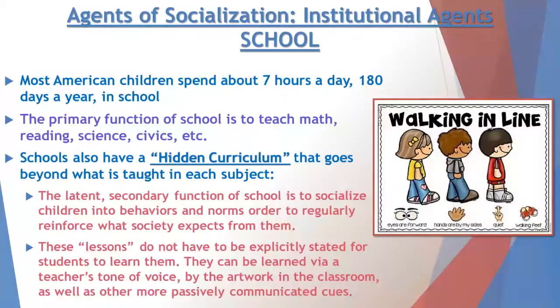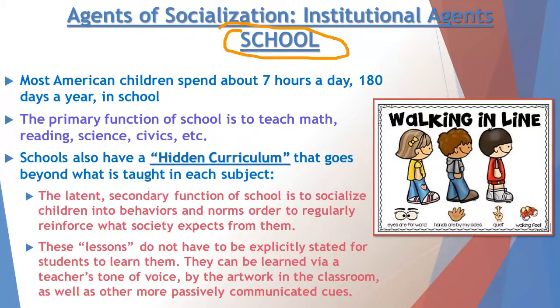And then we also have several institutional agents of socialization. The first of which that we become really familiar with is our school. Children spend a lot of time in school. Ever since the middle of the 1800s, school has become compulsory. You have to attend some sort of schooling in our society, whether it's public school or private school or charter school or homeschool.